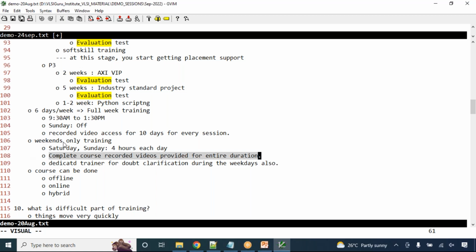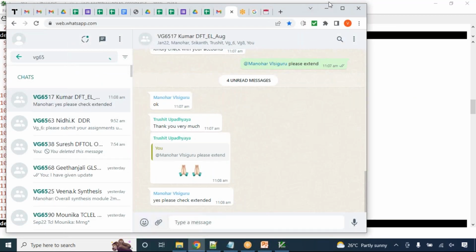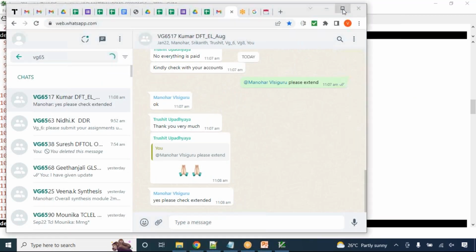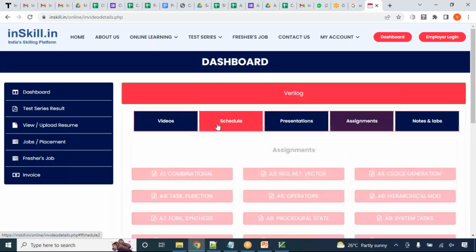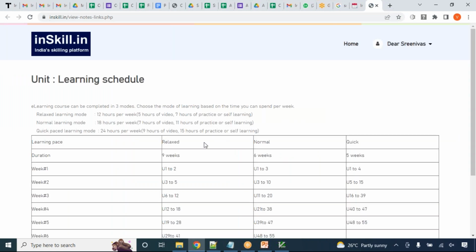The other advantage with weekend courses, since we are giving you recorded video access, you can plan your schedule. Basically, we give some schedules to you. Means you want to do at a relaxed pace, you want to do at a normal pace, do you want to do at a quick pace? I mean, see, sometimes people have a lot of time in a week. They can finish the course quickly. Sometimes people are quite busy with their job. They can do at their own slow pace. So we give you all that flexibility.